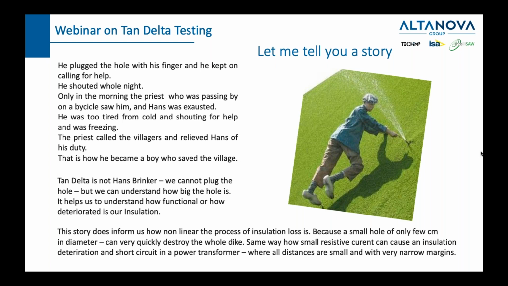The same way, a very small resistive current can cause an insulation deterioration and a short circuit in a power transformer, where all distances are very small and with very narrow margins. So we are basically checking on our insulation because of the very nonlinear characteristic of the insulation, because a very small current might suddenly become a very big current, which can very quickly destroy the insulation of our primary equipment.